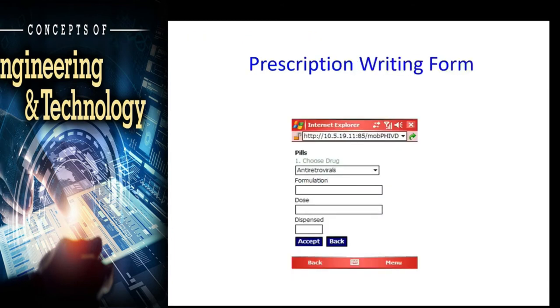Then the prescription writing form. It is developed in such a way that you choose the drug you are going to suggest for the patient, the advice given, what kind of formulation it is, and how much dose they have to take, say 10 mg or 20 mg. All this information has to be given. Once given, it goes to the patient database and also to the pharmacy department, which we'll look at in a later stage.